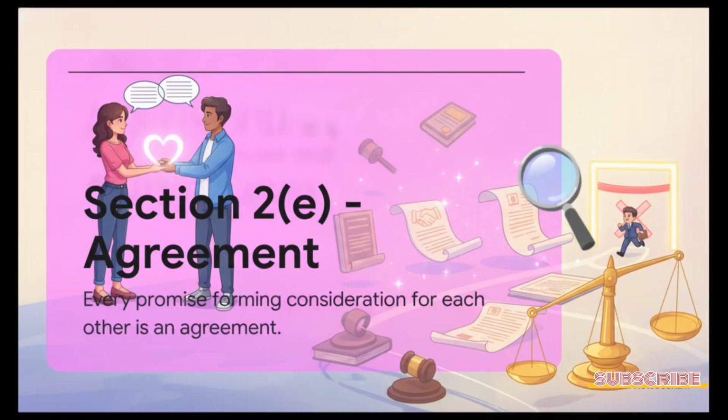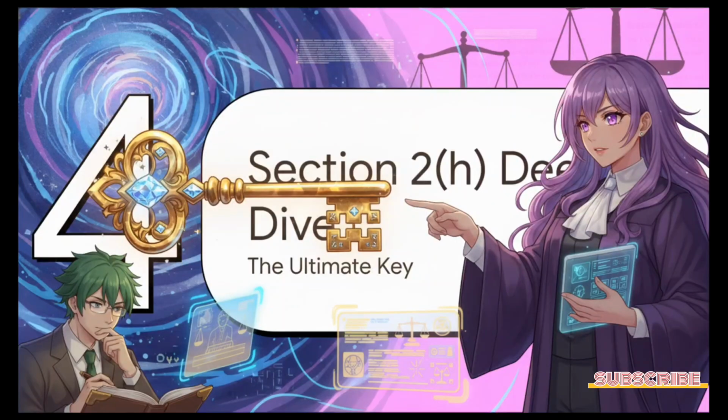This section defines an agreement as every promise and every set of promises forming consideration for each other. When Mr. and Mrs. Balfour exchanged their promises, they absolutely formed an agreement. There's literally no denying that. But, as we're about to see, not all agreements actually cross the finish line to become valid contracts. Let's get into the real meat of this in part 4.